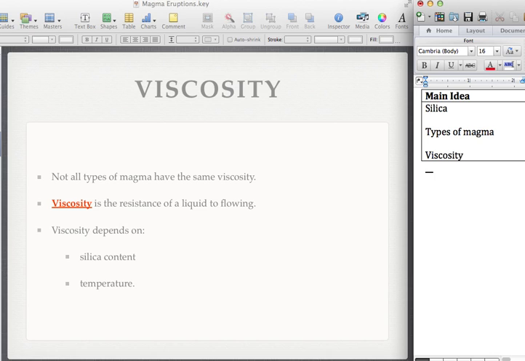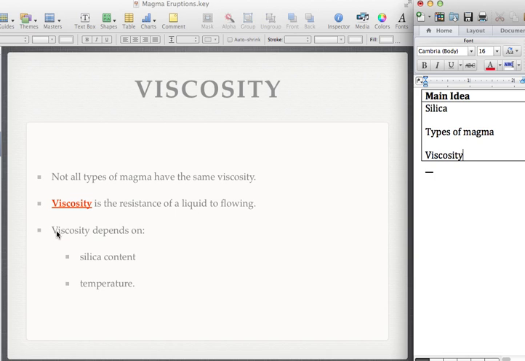So viscosity is what we call the resistance of a liquid to flowing. So it's basically how much this liquid doesn't want to flow. I'll give you an example: a low viscosity liquid would be water. Water flows very easily. A high viscosity liquid might be syrup. Syrup, if you were to pour it out, isn't going to flow out as quickly as water will. So we say that water has a lower viscosity because it is less resistant to flowing.